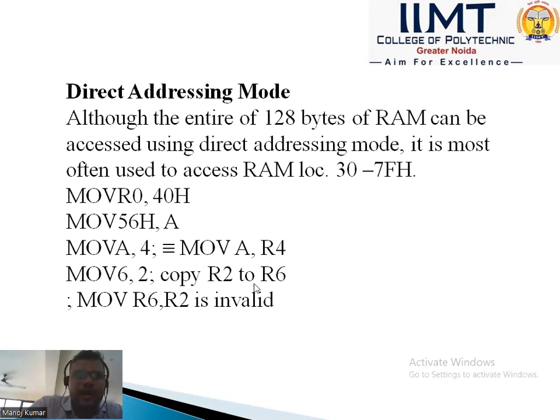MOV R6 to R2 is invalid. MOV 6 to copy R2 to R6 is valid, which transfers the data of R6 into the R2 register. This is a valid form, and MOV R6 to R2 directly is invalid. So always transfer the data through the valid form. This is direct addressing mode. To complete the programming, I will discuss it in detail in the next lecture.